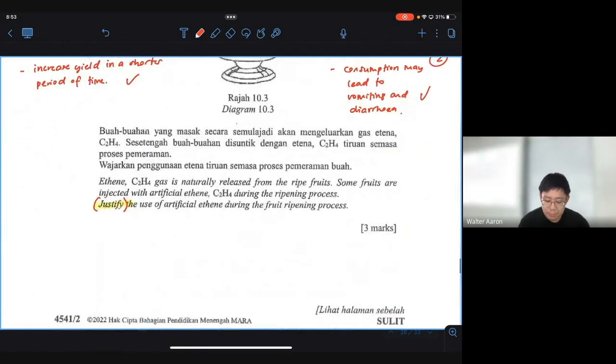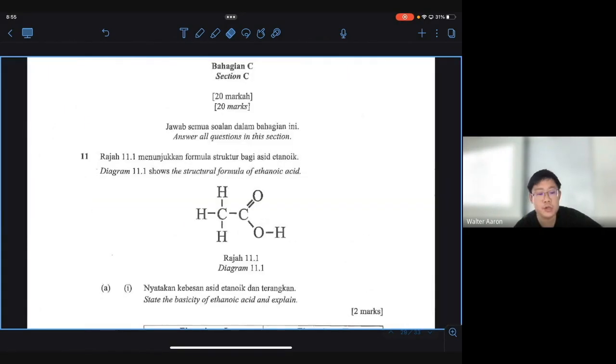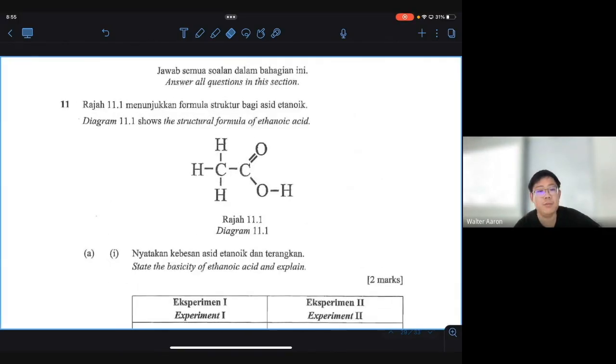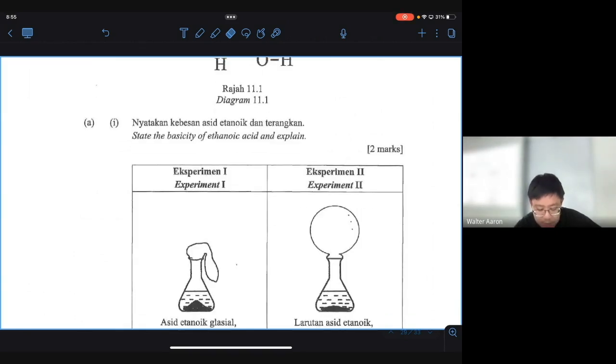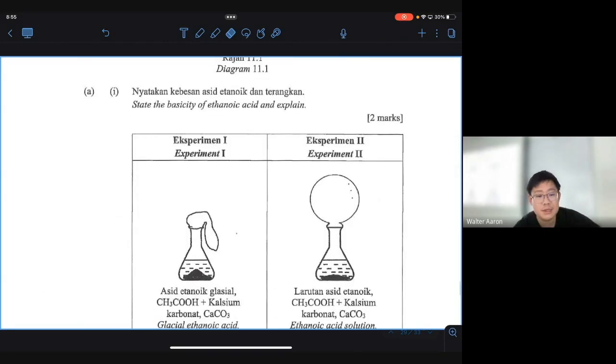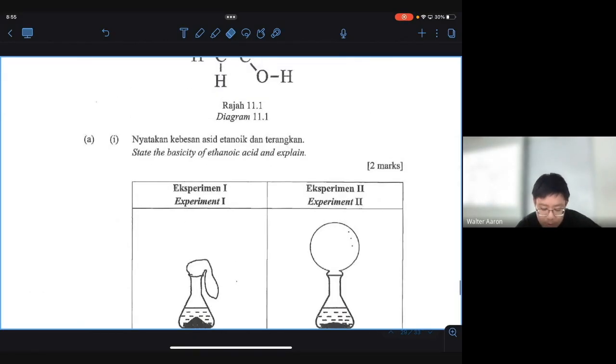That is done already. Okay, so section C, 20 marks. Answer all questions in this section. So number 11, diagram 11.1 shows the structural formula of ethanoic acid. So here, state the basicity of ethanoic acid and explain. So ethanoic acid is a monoprotic acid. You get 1 mark already if you state that. To explain, you must explain that when ethanoic acid dissolves in water, it dissociates or ionizes to produce only 1 hydrogen ion per molecule.